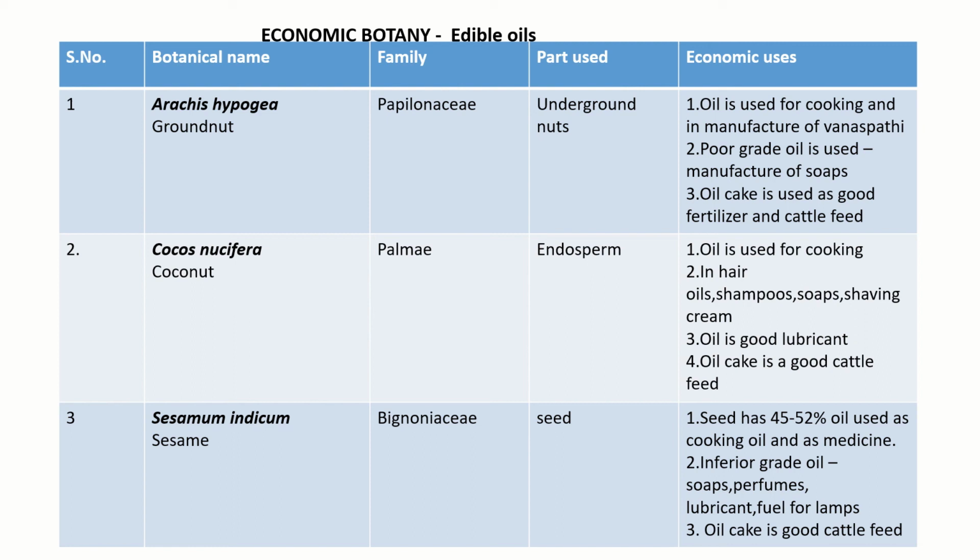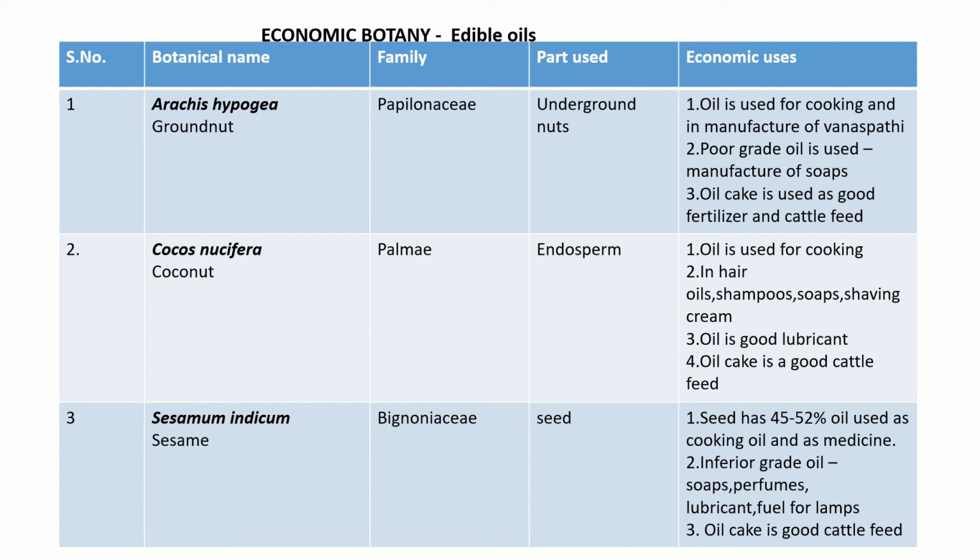Fine. Cocos nucifera or coconut. Who doesn't know about this? It belongs to the family Palmae. The part used here is the endosperm. It is used for oil extraction as well. Coconut oil is very famous. It's used for cosmetic purposes, and it's also used as an edible oil. It's used in soap, shampoo, shaving cream, and all different types of cosmetics. It's a very good lubricant, and oil cakes are also used as very good cattle feed.